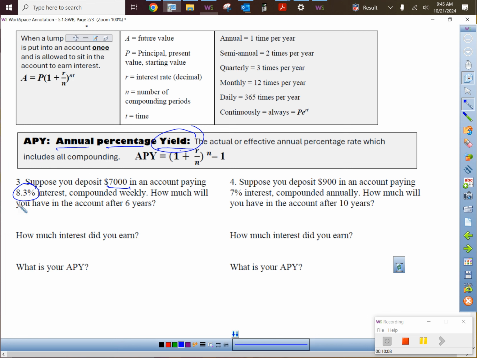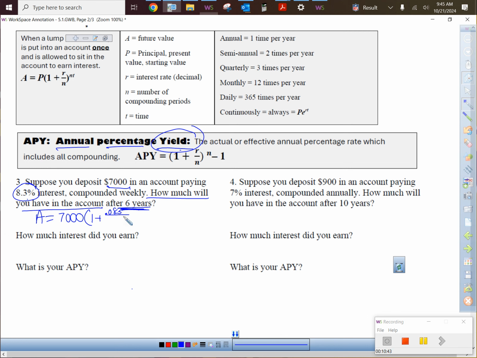Cool. So that's good. And then how's our time? Pretty weak, right? 6 years is not that long. So we should be in the okay situation as well, because we have great interest but weak time in that scenario. So they ask us, how much will you have in the account? AKA, what's the future value? Same thing we did before. Amount equals 7 grand times 1 plus 0.083.